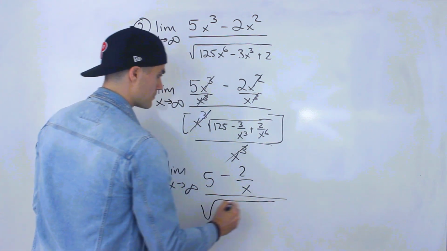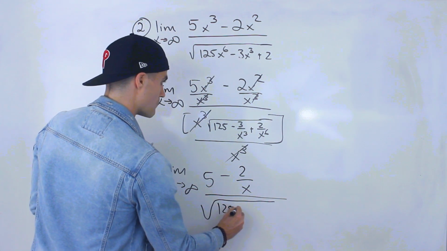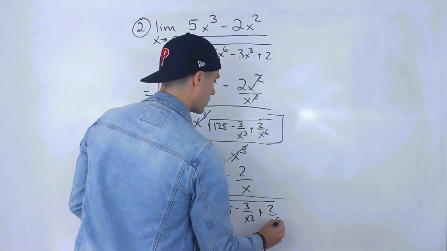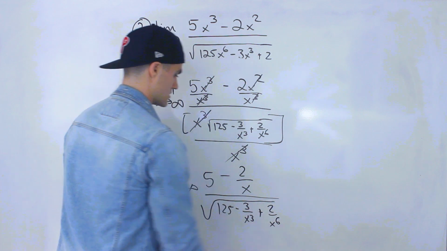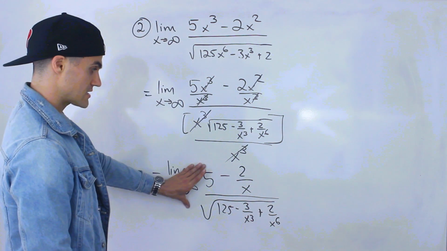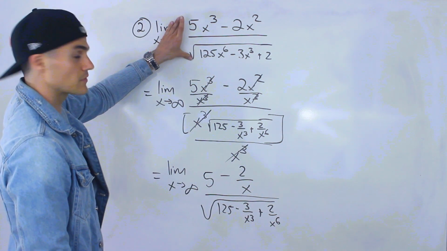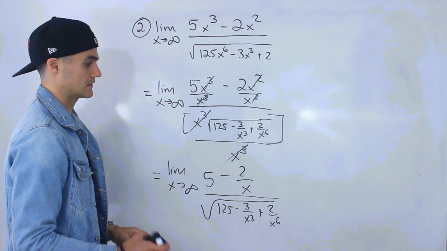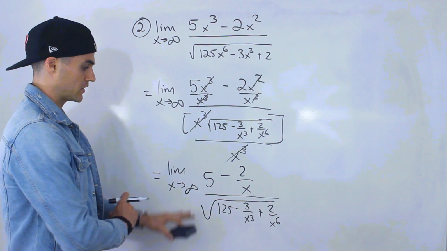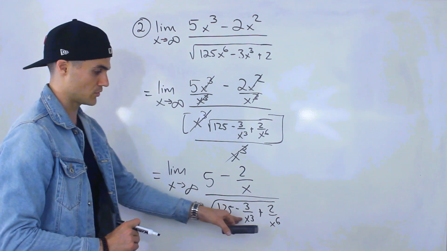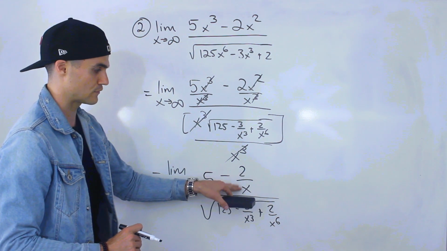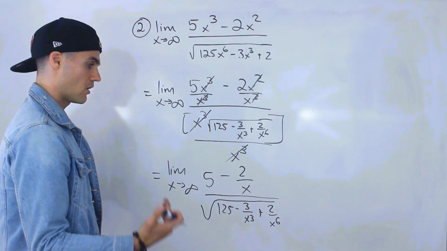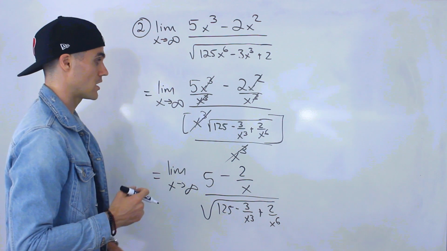So this would end up being 125 minus 3 over x to the 3 plus 2 over x to the 6. So this is the exact same thing as this. Both of these expressions are exactly the same. And now what we could do is we could plug in this infinity, because notice all of these things that have a constant over x to the power of a rational number, all of those are going to go to 0.